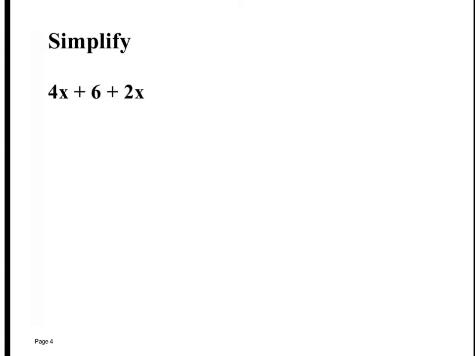Write this down. We have simplify. The next set of problems are going to simplify, which means you do every possible operation. Most of the time, it's just going to be adding or subtracting like terms. So I look here, identify my like terms, 4x and 2x. Then I write them down side by side, so I don't get confused.